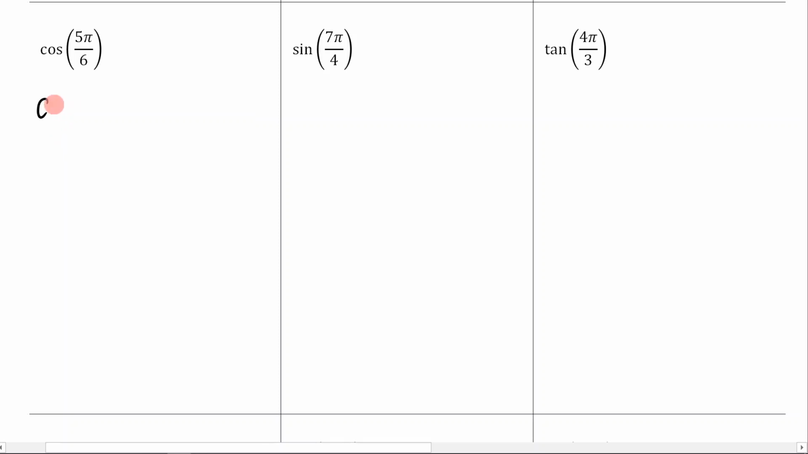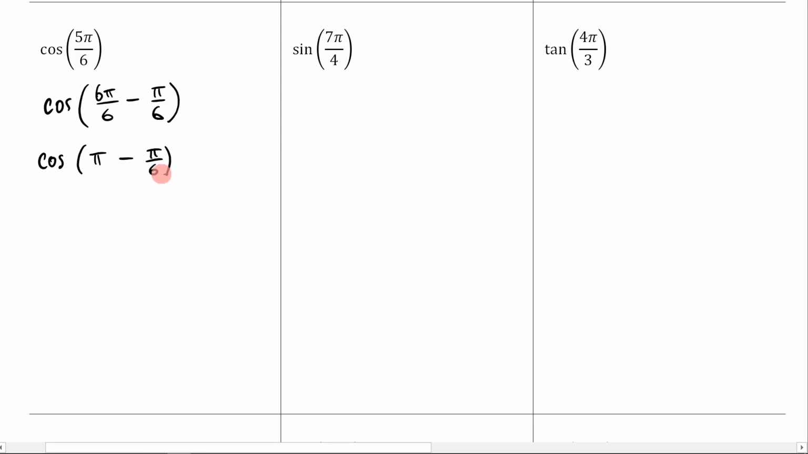So I have cos of 5 pi on 6. What I'm going to do is break it up into 6 pi on 6 minus pi on 6. Do you see how I have this pi on 6 component? That's very important. And it's also important that, because it's 6 pi on 6, it's just pi, because these 6's will cancel, and I'm just left with pi minus pi on 6.